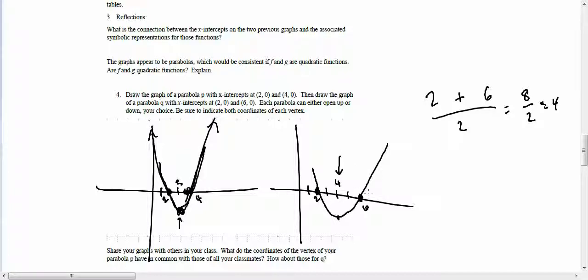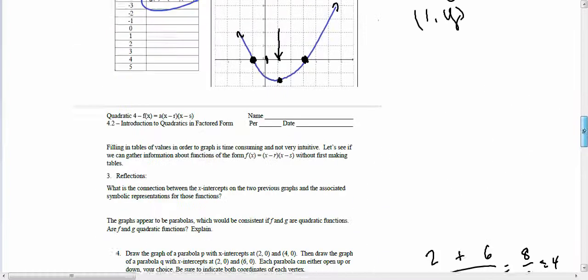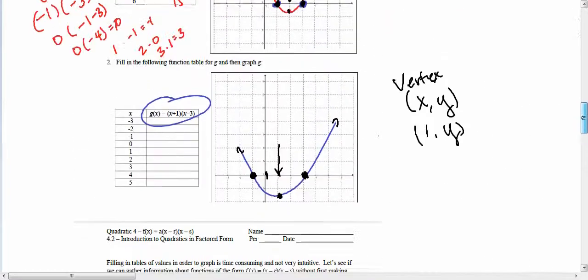That's how we find the vertex. I'm not giving you a hard time. You should have known that. You said you divide the two numbers.